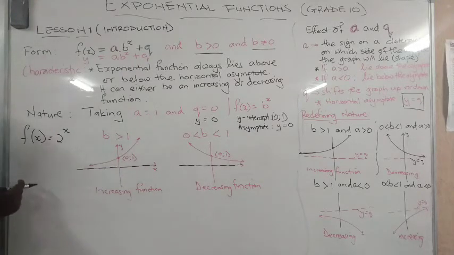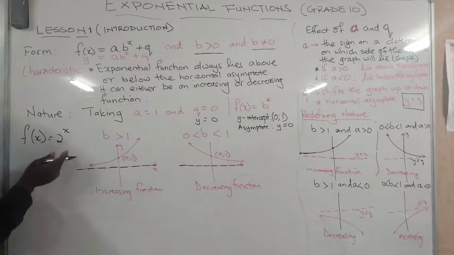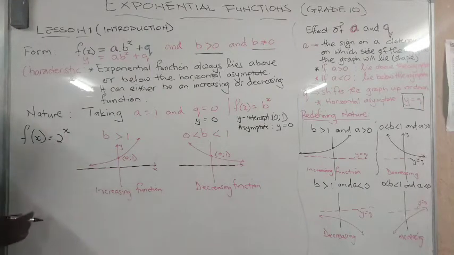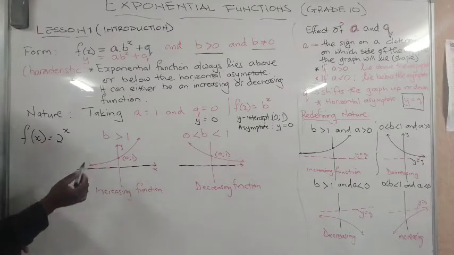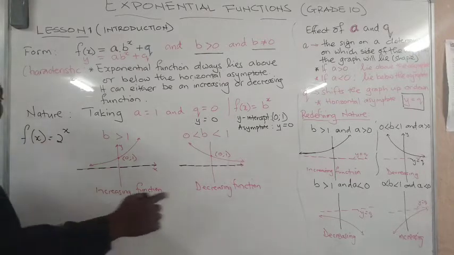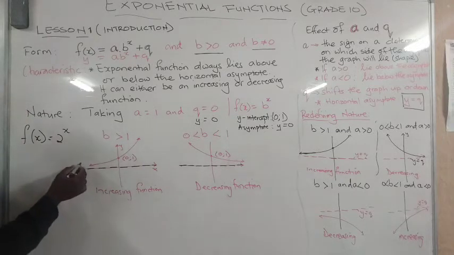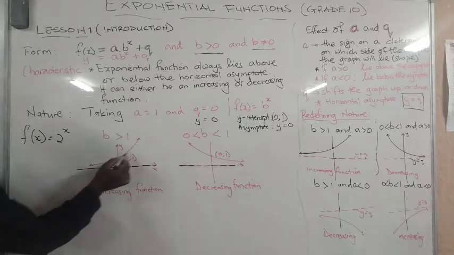You can see as you take the value of x equal to 1, you get 2, when x is 2, 2 to the power 2 is 4. So as x is increasing, y is increasing. So we'll end up having this graph.